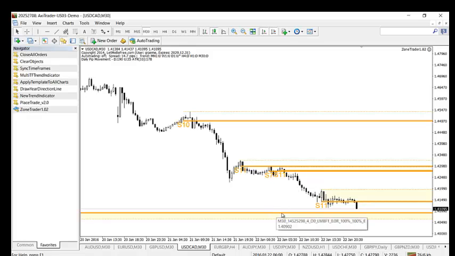On the 30-minute, again we have these demand zones which may cause a little bit of probably consolidation early in the week. Maybe it could vibrate between these for a little while, especially when trading is quiet on the Monday, maybe dropping down on the Tuesday.